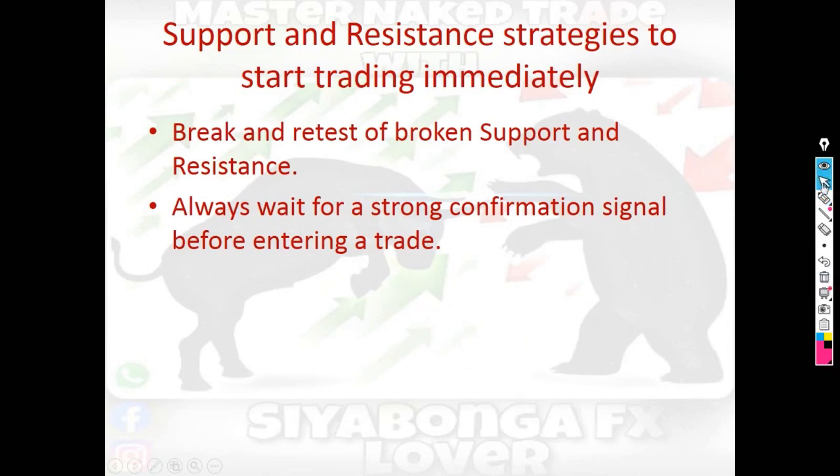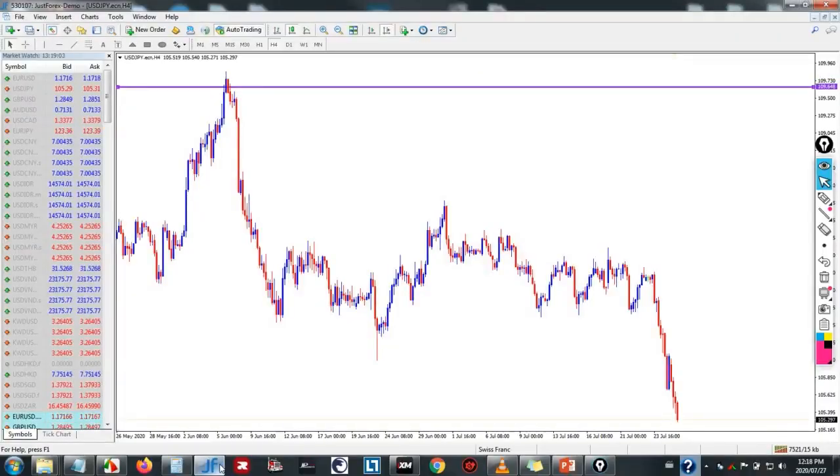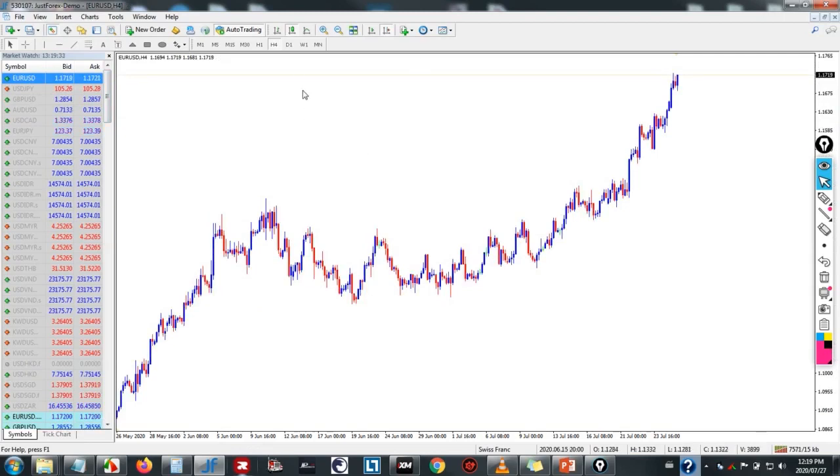So now let's dive into the live charts. The first thing we're going to do on this live chart is identify support and resistance with you live, and also look for a break and retest strategy. Then I will show you why I don't agree with the support and resistance fallacy. Let's say the more a support and resistance is tested, the stronger it becomes. I will show you why I totally disagree with it.